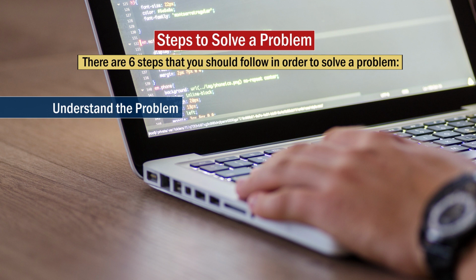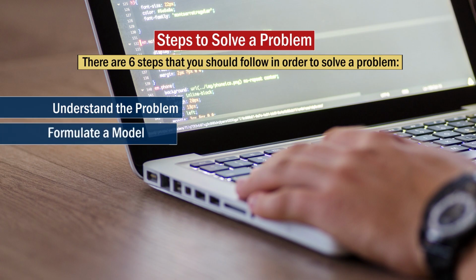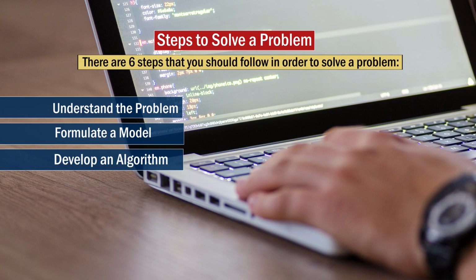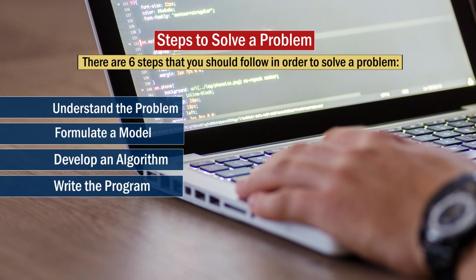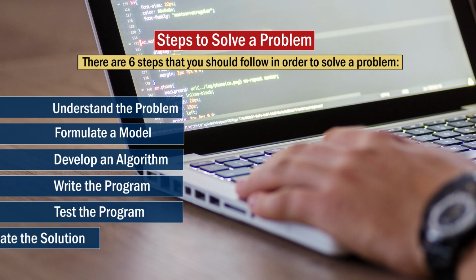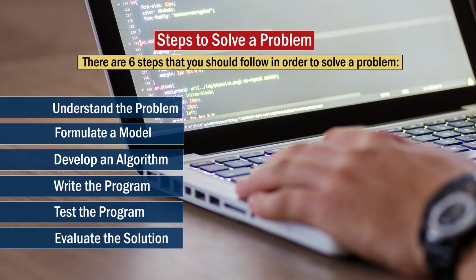Subsequently, you are supposed to formulate a model and develop an algorithm. Based on the algorithm, you write a program, and the testing and evaluation of the program is done subsequently. So, the 6 steps of solving a problem are understanding the problem, formulation of the problem, development of an algorithm, writing a program, testing the program, and finally the evaluation of the solution.